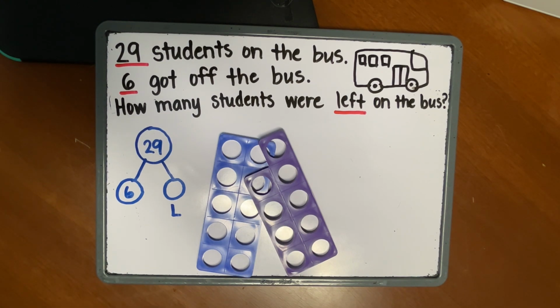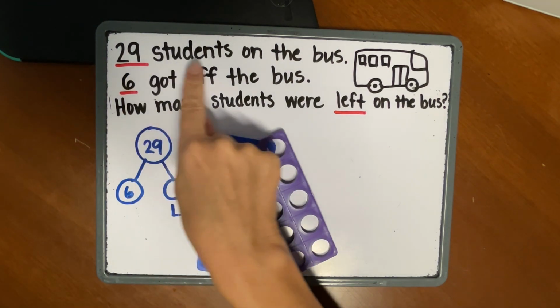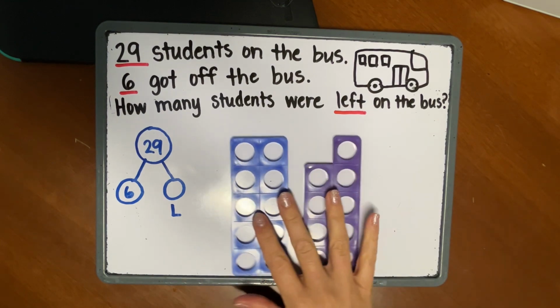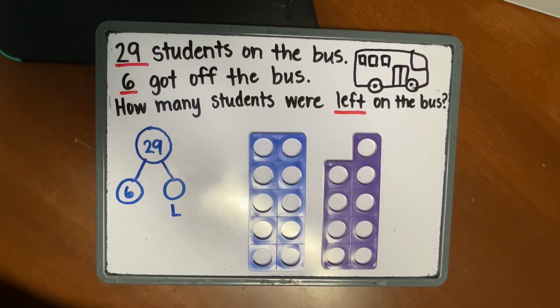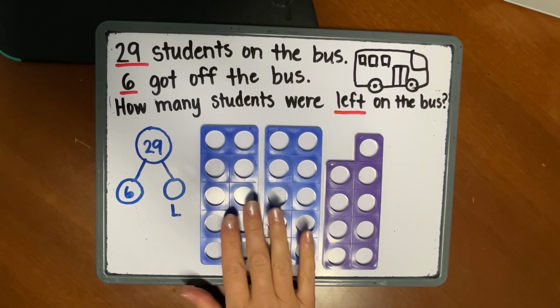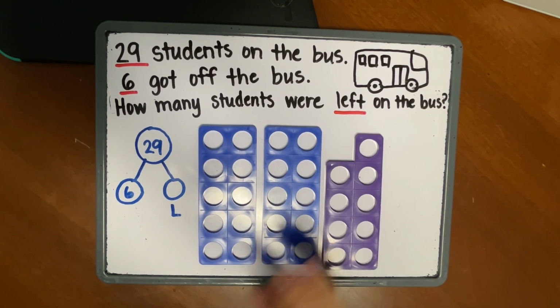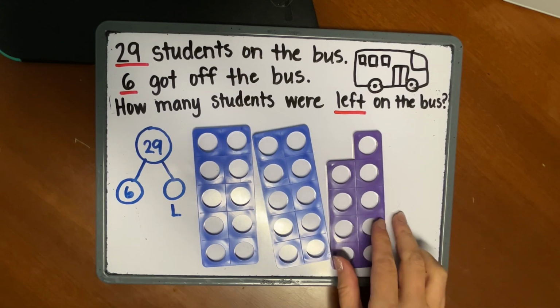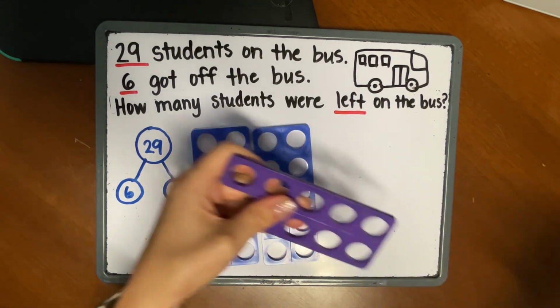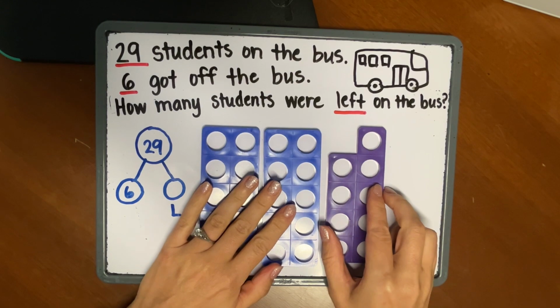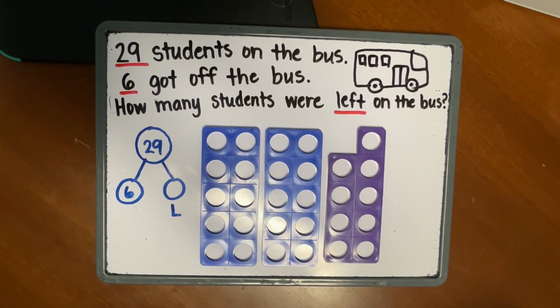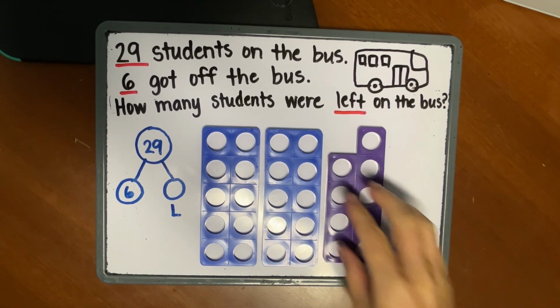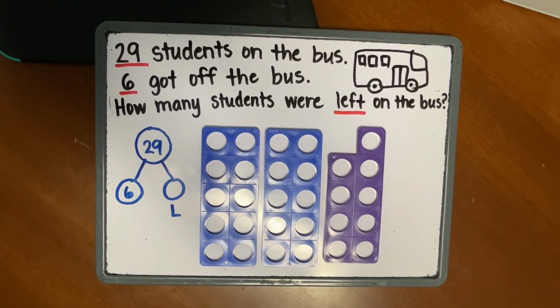Okay, let's build this problem. We know that at first there were 29 students on the bus, so I'm going to build 29 at first. And then we know that some got off. They got off the bus. Now, I can't take and break this. I can't move them to get off the bus. So what could I do? You can pause the video now and talk about what can I do to take some away. They got off the bus.